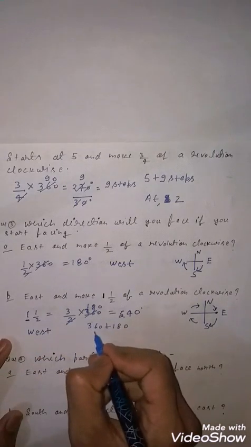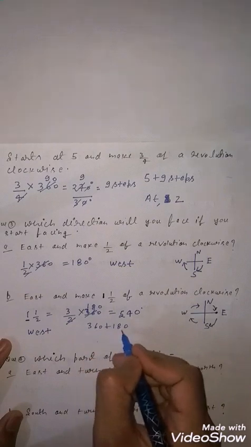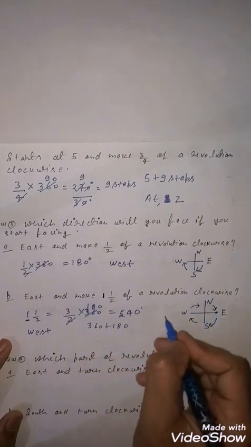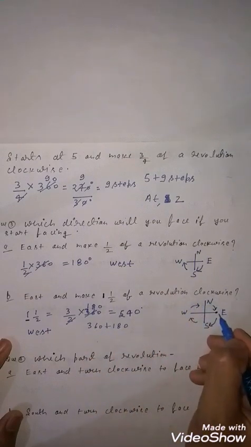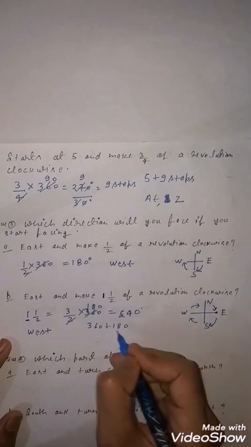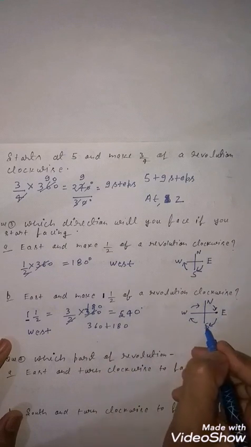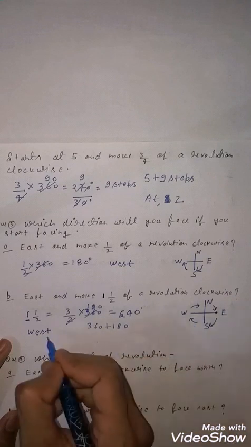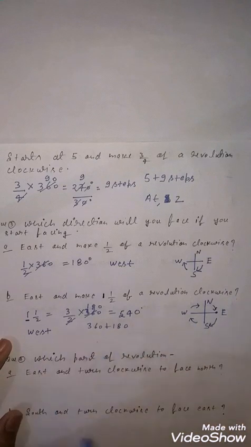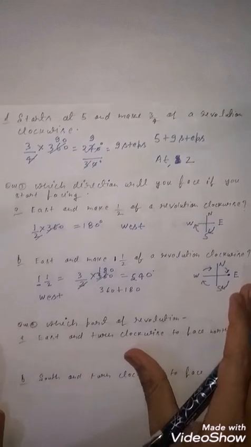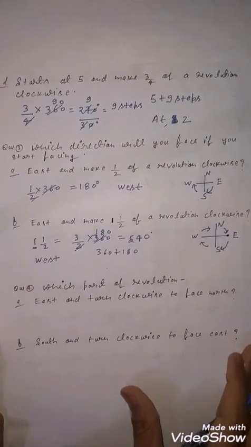Again you know that 360 is given. 540 is 360 plus 180. So 360 means east to east, this is the whole. Then after that you also have to add 180. So south is 90 and west is 90, 90 plus 90 is 180. So the answer will also come west. Clear students? Now next is, which part of revolution?